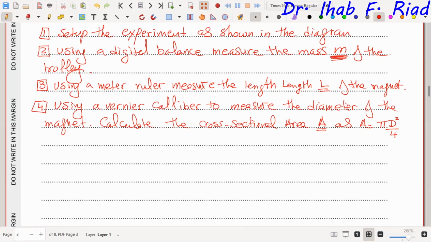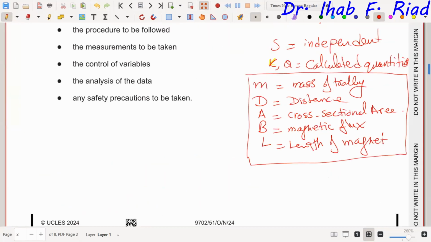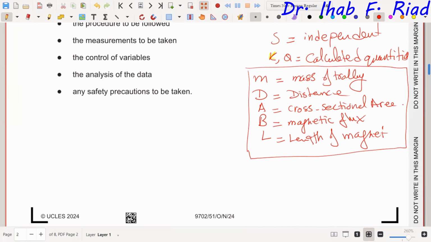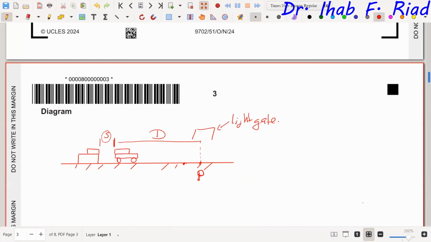Okay, I hear Dean. Yes. Okay, so we measure the diameter. We are going to calculate the cross sectional area as pi D square over 4. Are we okay? Yes, we are. Okay. What else do we need to do from our list? Measure the magnetic flux. What instrument do we typically use? A Hall probe. Okay.